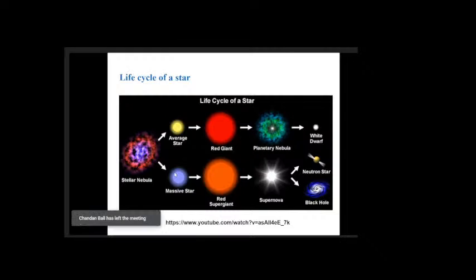So let's start to understand the life cycle of a star: how stars are born, how they live, and how they die. This is another important question that we all want to know. The life cycle of a star is a very interesting topic, and so I will show you a video after discussing this topic. So basically, stars are the source of light. Now, how is this light produced inside the star?